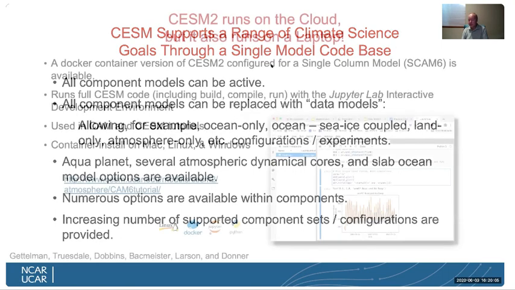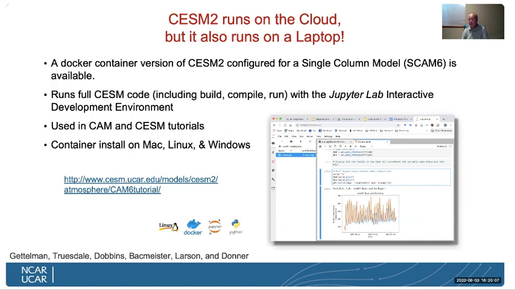It can run on the cloud, but it can also run on laptops. The Atmospheric Model Working Group created a Docker container version of CESM2, particularly focusing on the atmospheric component, single column atmosphere. These simple models are being used in various tutorials that we offer. And there's going to be another tutorial this year, but unfortunately that's going to be virtual as well.